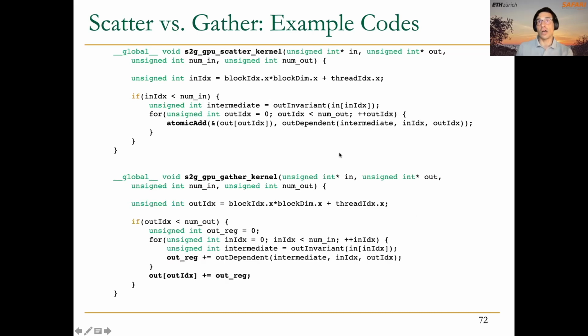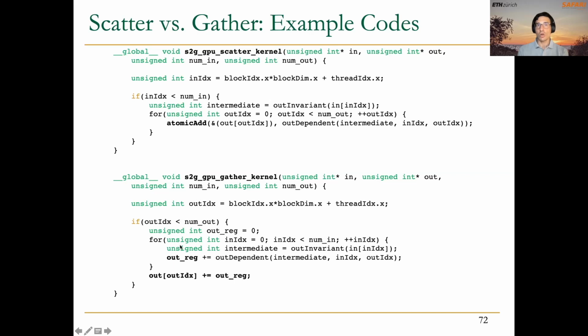However, in a gather approach, what we are doing is assigning to each thread one element of the output. So every thread only needs to worry about its own element of the output, but needs to go over all the elements of the input, these num_in elements of this input array. So we read every element in the input array, obtain some intermediate result, then obtain some output-dependent intermediate result, and then we update the corresponding element in the output array.